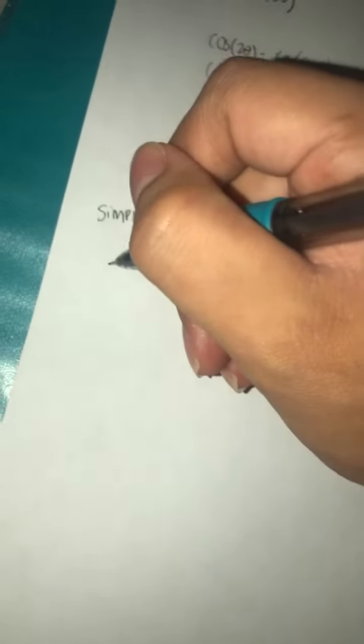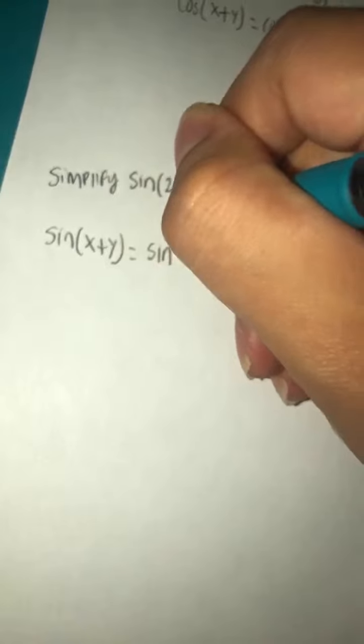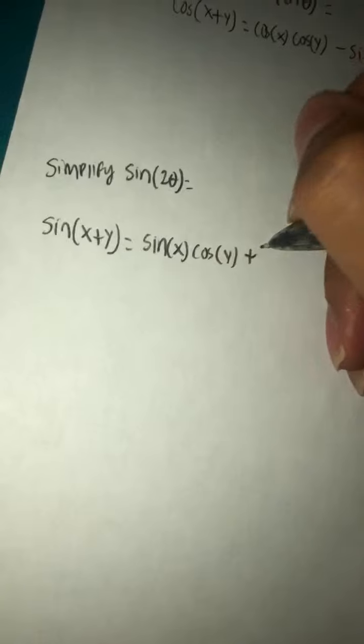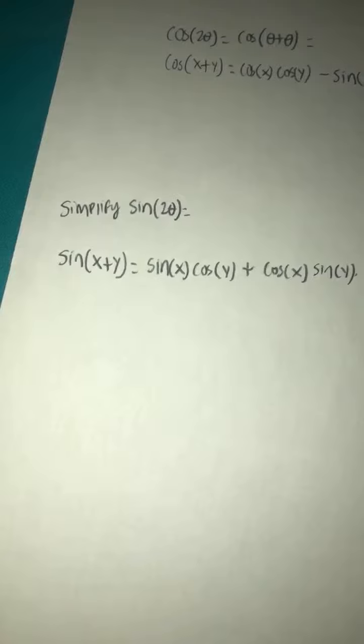You use what is called the addition angle identity. So sine of x plus y equals sine of x cosine of y plus cosine of x sine of y, okay? This is how you go about it.